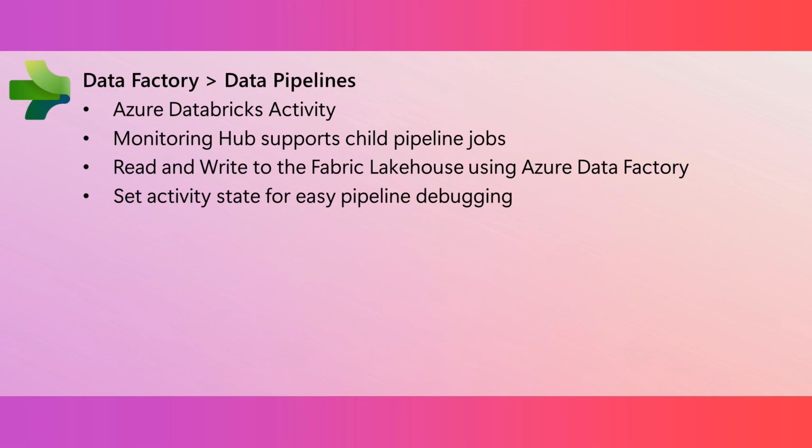You can read and write to the Fabric Lakehouse using Azure Data Factory, and now you can set a pipeline's activity state to inactive so that you can save your pipeline even with incomplete or even invalid configurations. Think of it as commenting out part of your pipeline code.